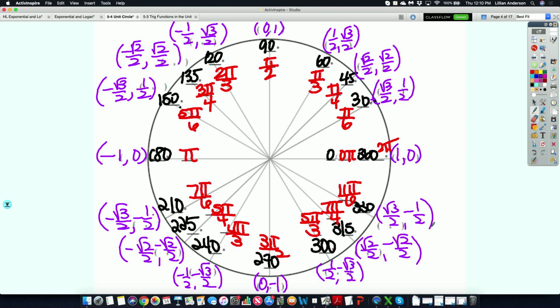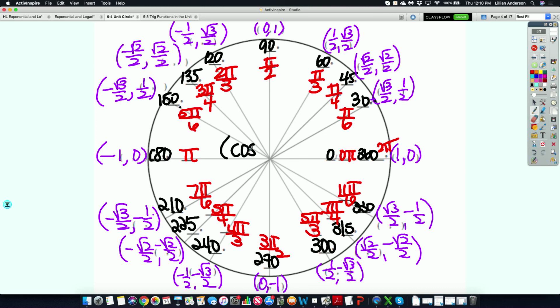Everything still stays true with the whole "All Students Take Calculus" because remember, in the Students quadrant, which was quadrant 2, your sine is positive. Sine corresponds to the y coordinate. And if you notice, all the y's are positive. The Calculus quadrant, the fourth quadrant, the C was cosine. Cosine is x. All your x's are positive in the fourth quadrant.